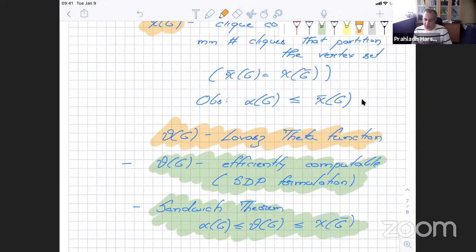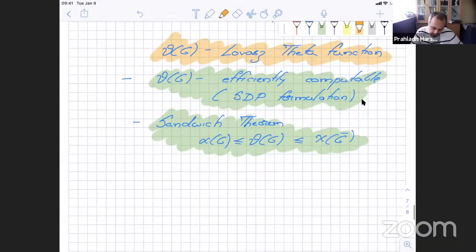It will be an upper bound on the independent set of a graph, and the motivation for Lovasz to do this was to understand what's called the Shannon capacity of a graph. So let's jump into that, try to understand what the Shannon capacity of a graph is, and then eventually we'll come to the SDP formulation of theta and also prove the sandwich theorem. That will be the goal for the remaining 30 minutes or so. This might flow into the next lecture.